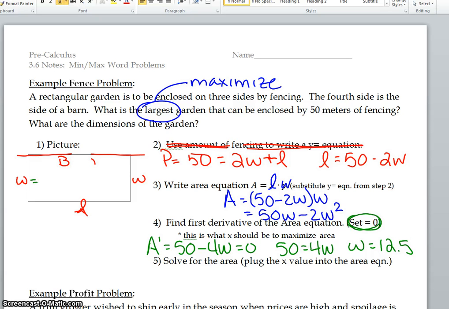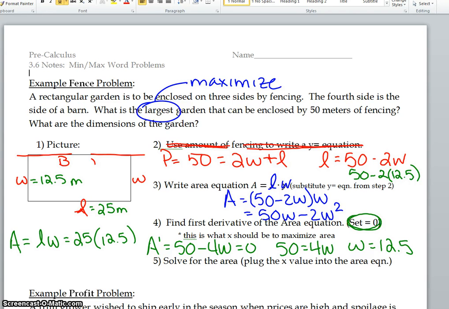So the width of my garden then, when I maximize it, would be 12.5. What are my dimensions? Meters. Okay. I can find my length now by going back to the equation that I isolated my length in, and find out that my length is 25 meters. And so now that maximum area I want to deal with, length times width again, 25 times 12.5 will leave me a 312.5 square meters for that maximum area.